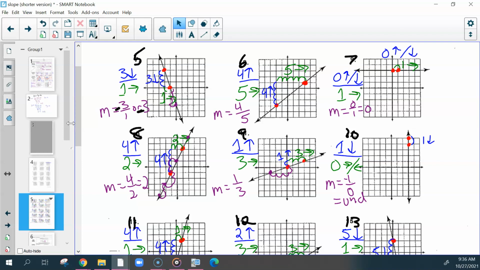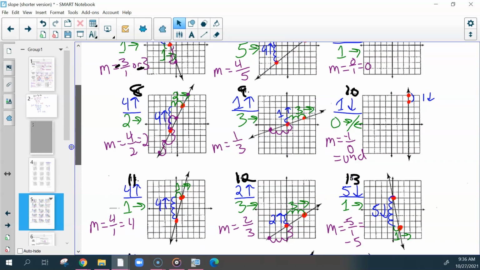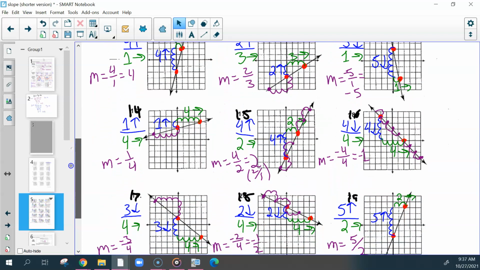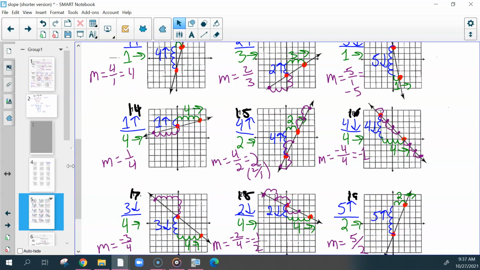6 was 4 over 5. 7 was 0. 8 was +2. 9 was 1/3. 10 was undefined. 11 was 4. 12 was 2/3. 13 was -5. 14 was 1/4. 15 was +2.